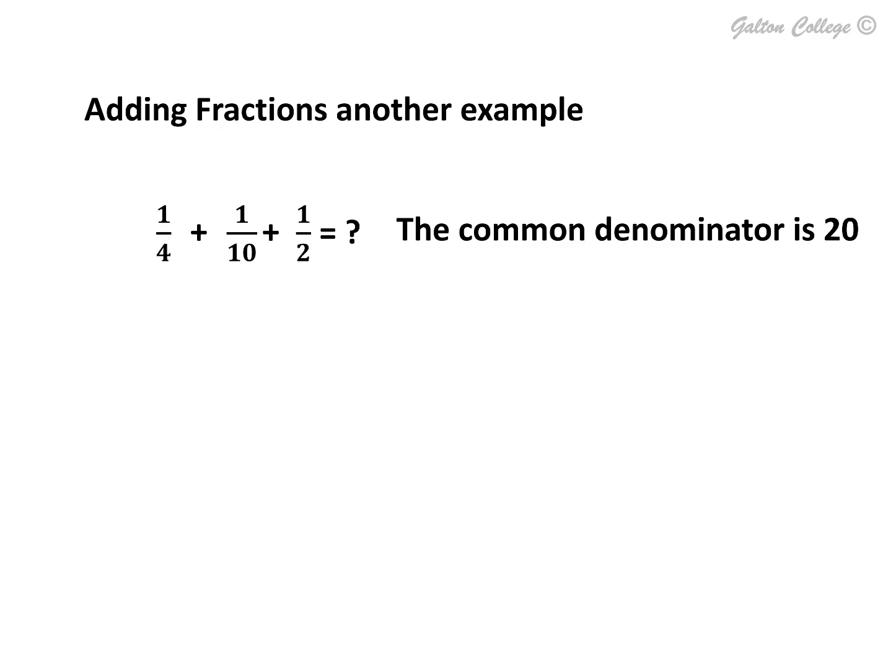How about 10? No. The 10 divides into 10 and the 2 divides into 10, but the 4 doesn't. The 4 goes in 2.5 times. That's no good to us. So the smallest common denominator, which is what we're after, the smallest one, is 20.